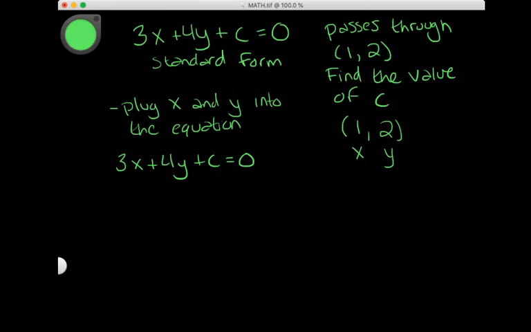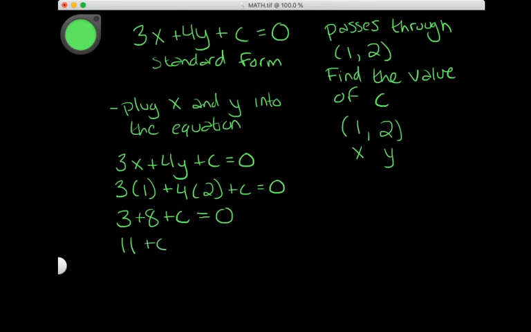So we're trying to find the value of c. So I'm going to put my x and y in. So my x is 1. So I have 3 times 1 plus, now my y is going to be 2, so 4 times 2 plus c equals 0. So 3 times 1 is 3, and 4 times 2 is going to be an 8, so plus 8, plus c equals 0. So 3 plus 8 is 11, plus c equals 0.